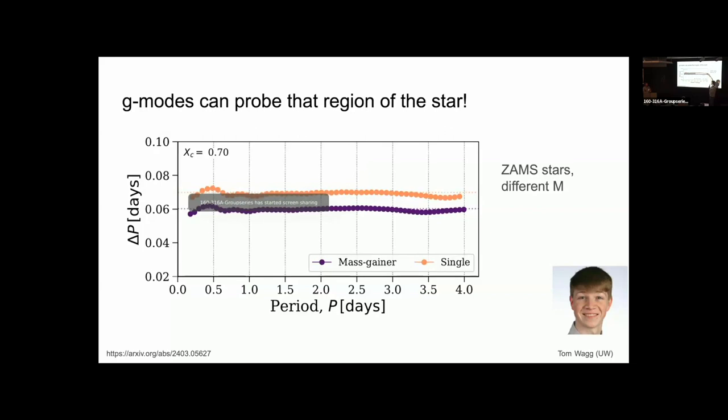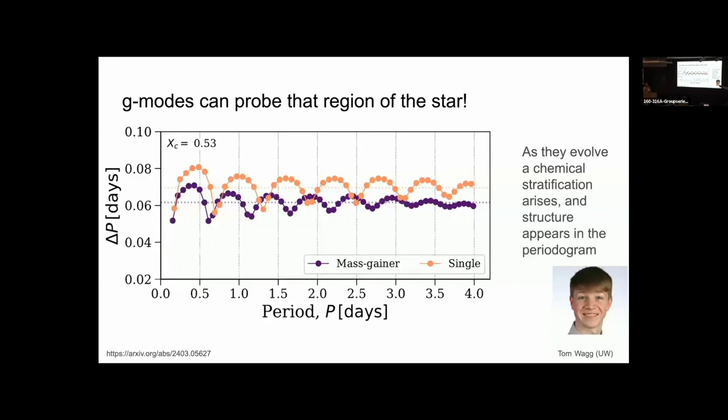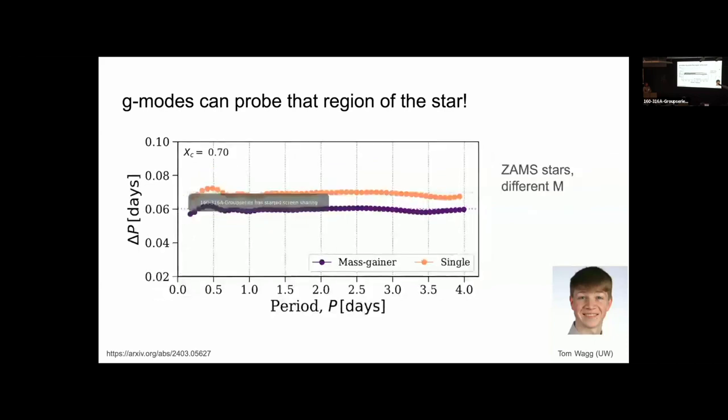They are different because we are looking at 0-age main sequence stars. Central abundance of hydrogen is the initial one. And these stars have different masses right now. The orange one is a single 3.5 solar mass star. The purple is right now 3 solar masses. And then Tom is going to make it evolve and dump 0.5 solar masses on it until they become the same mass. And before that, these are curves at 0-age main sequence.